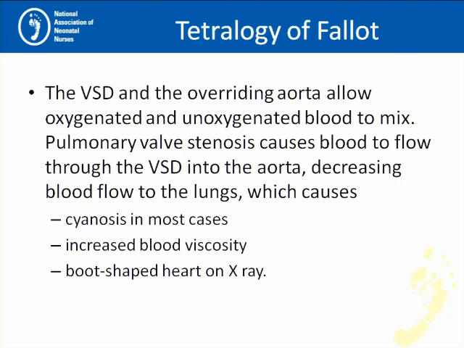Hypercyanotic or TET spells occur when pulmonary vascular resistance rises and systemic vascular resistance falls, which causes blood to bypass the lungs and flow back to the body unoxygenated, a right to left shunt. High carbon dioxide and low oxygen levels cause pulmonary vessels to constrict more, leading to increased respiratory rate and depth, hyperpnea, which increases shunting. Increased blood viscosity may lead to stroke.